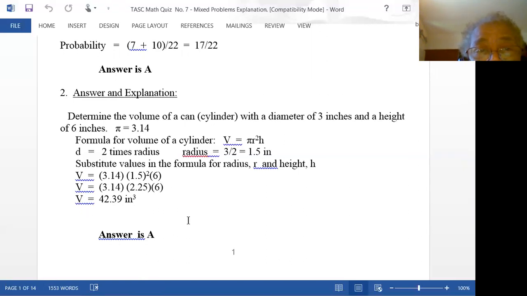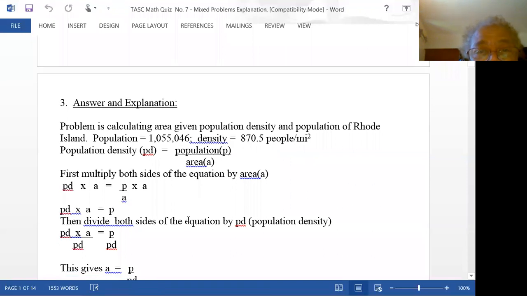All right, let's go to number 3. Number 3 deals with population density. And population density is usually people per square mile. Now here in this problem, we're given density and population of Rhode Island. Now, using the formula, and I gave you the formula, population density, we'll abbreviate that PD, equals population P divided by area A. Okay, now we are asked to find in this problem area.